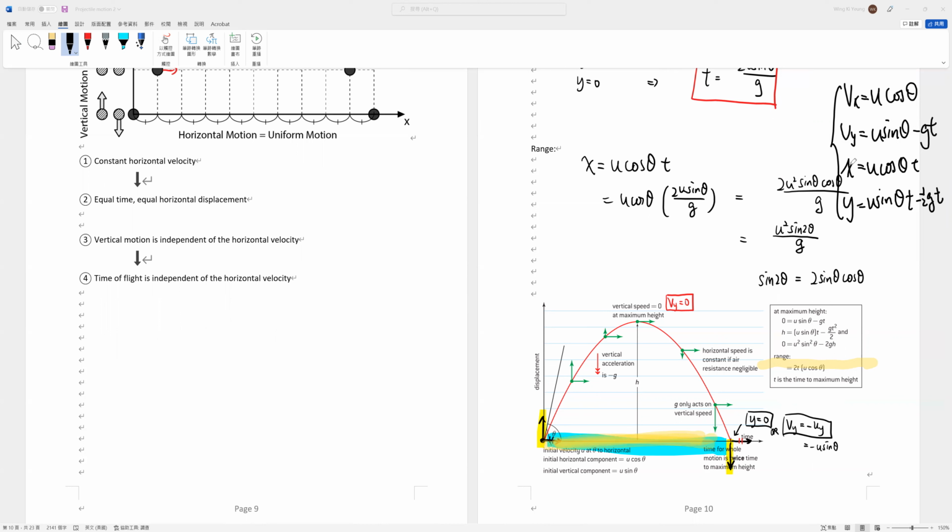So that's why we use the third equation. The time should be the time for the object, the time of flight. That means the time just before it hits the ground. That is 2u sine theta over g. Then we substitute in the formula, then we get the range. Okay.